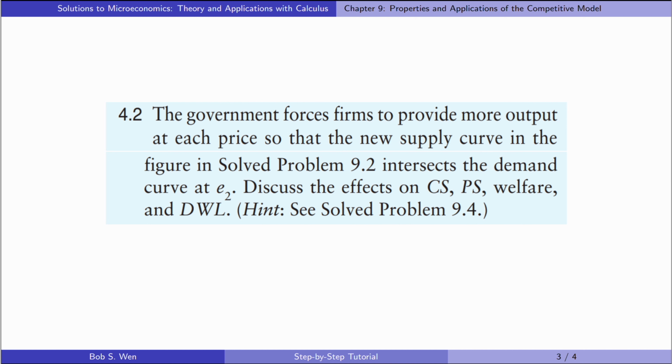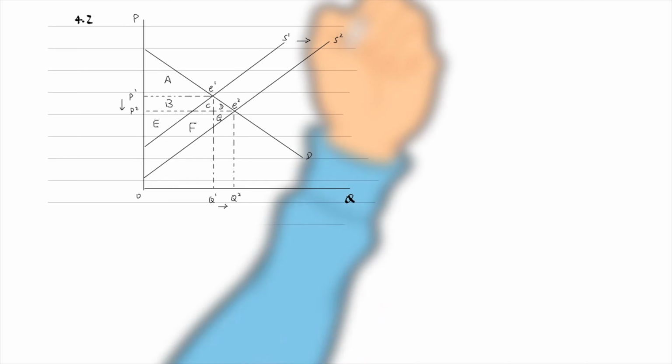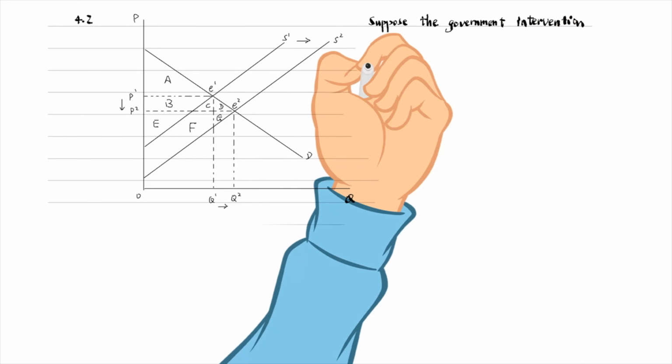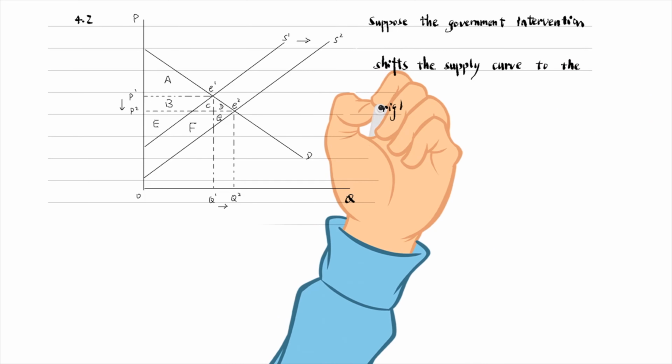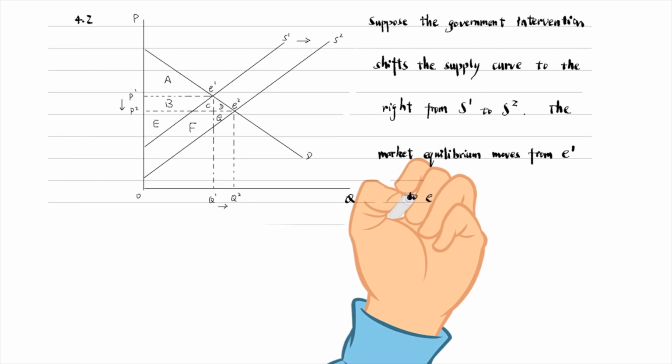Let's solve exercise 4.2. The government forces firms to provide more output at each price so that the new supply curve in the figure in solved problem 9.2 intersects the demand curve at E2. Discuss the effects on consumer surplus, producer surplus, welfare, and deadweight loss. Suppose the government intervention shifts the supply curve to the right from S1 to S2. The market equilibrium moves from E1 to E2.